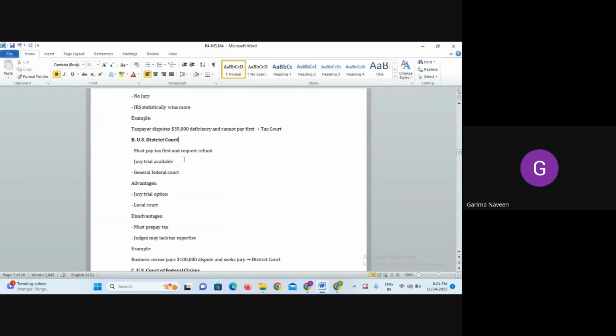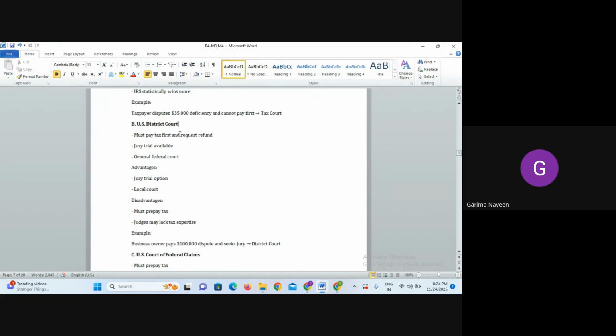Okay, so next level of court is US District Court. US District Court can hear the cases related to state or district. Here, jury trials are available, meaning a group of people can discuss the matter and decide what will be the outcome of that case.